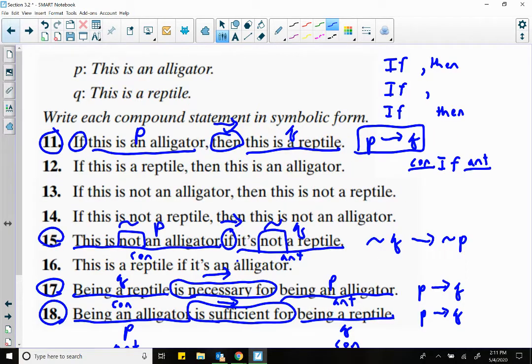Oh, I didn't mention this, guys. You know the arrow always points to the right. Do not flip that arrow around. It always points to the right. It doesn't point up. It doesn't point down. It doesn't point to the left. It doesn't point diagonally. It always points straight to the right. And again, it's always the antecedent and the consequent.